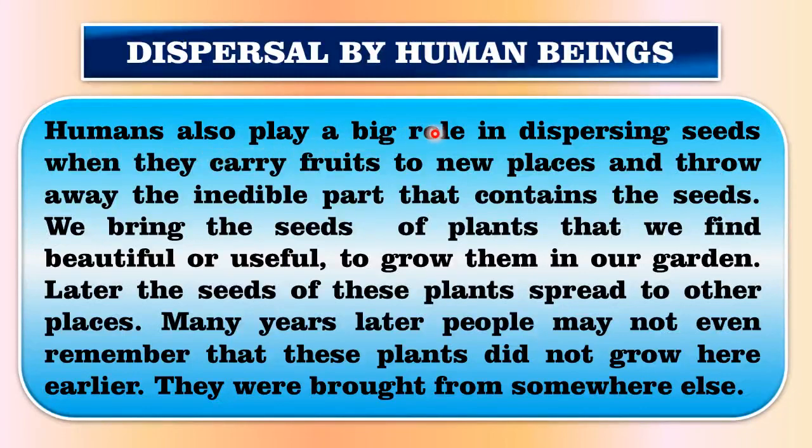Humans also play a big role in dispersing seeds when they carry fruits to new places and throw away the inedible part that contains the seeds. We bring the seeds of plants that we find beautiful or useful to grow them in our garden. Later, the seeds of these plants spread to other places. Many years later, people may not even remember that these seeds did not grow here earlier. They were brought from somewhere else.